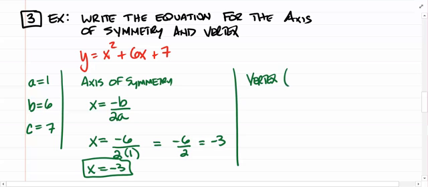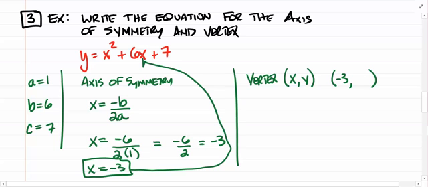So let's find the vertex now. In order to get the vertex, remember it's located at a point x comma y. I already know what the x value is. It's going to be negative 3. So the vertex is going to be located at negative 3 comma something. I need to figure out what the y value is. And the way I figure it out is I take the negative 3 and I substitute it back into the equation to find the y. So that's what I'm going to do.